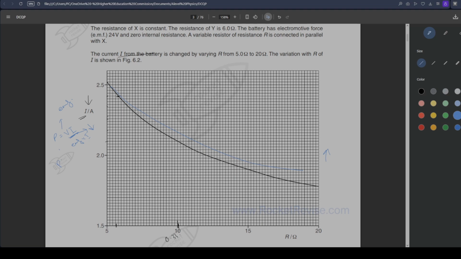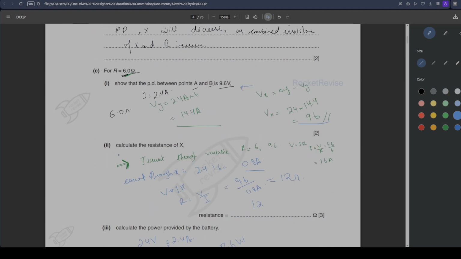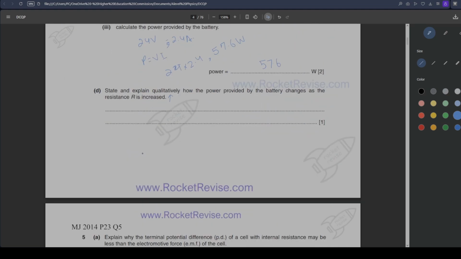That means our power decreases. We can just say the power provided by the battery decreases as R is increased.